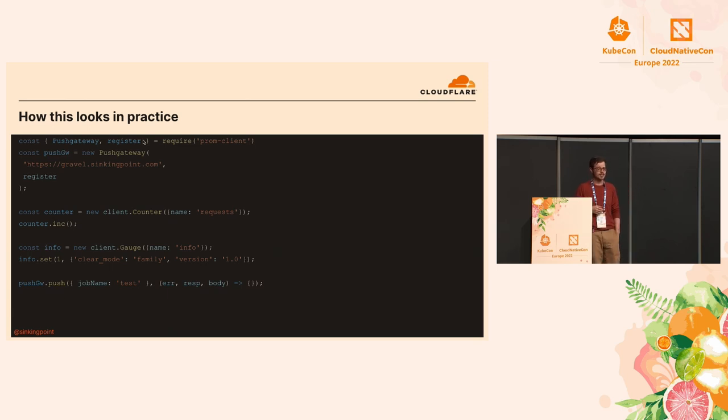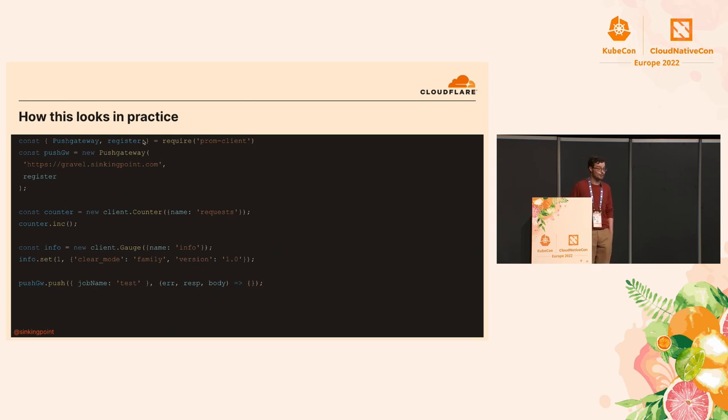We don't even need to change that one because the default for counters is we sum them. Easy. And we have a version. We have an info metric. That's pretty cool. If we deployed a 1.1, we would clear out that 1.0 in the gateway because of its clear mode. Fun code, ignore the JavaScript, please.